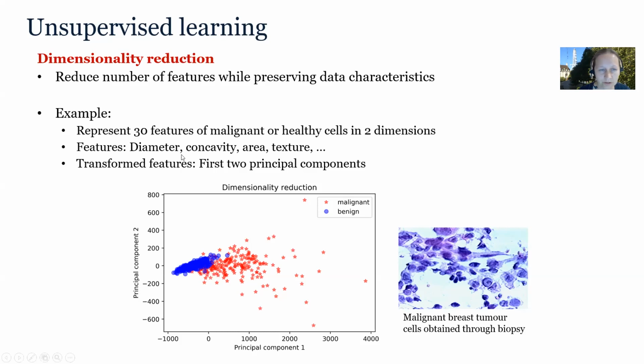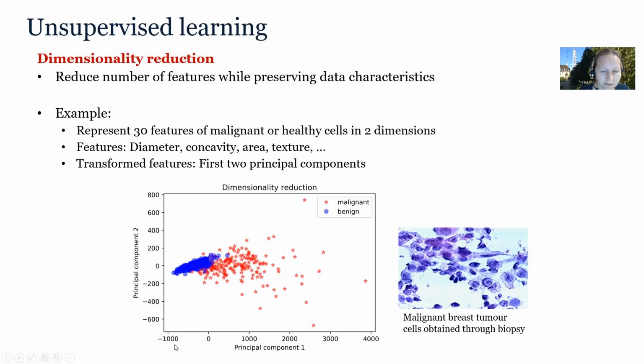And what the researchers have done, they measured different properties of these cells, such as diameter, concavity, area, texture, and they made 30 measurements like that. And if you want to explore the structure of this data set, it's very difficult to do with 30 features. So what we can do is dimensionality reduction to only 2 features and then display these 2 features. And these 2 features that we found are called principal components.